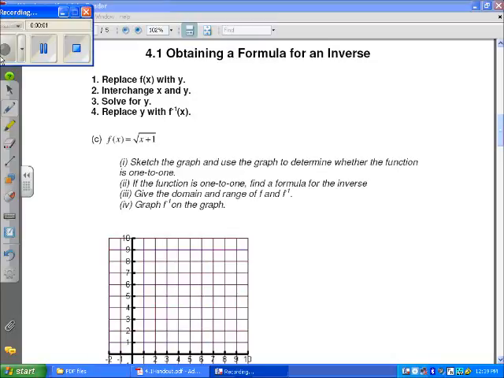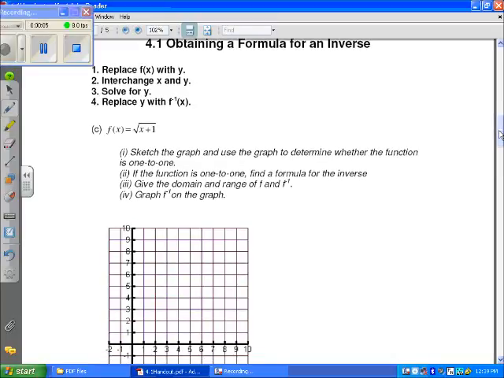Do 4.1, Part C. We're given the function f of x is equal to the square root of x plus 1. We're asked to graph this function for the first step, so let's go ahead and start that. Okay, so I'm going to go ahead and pick some points.